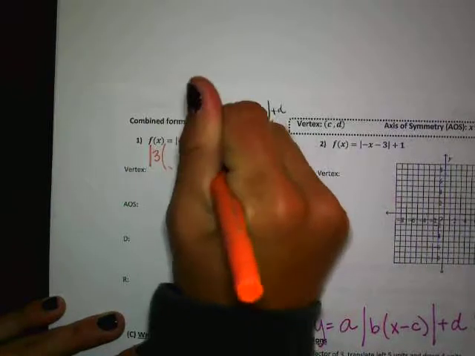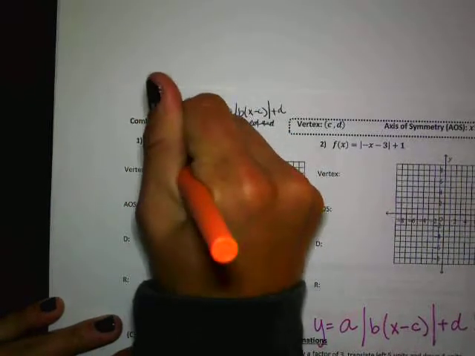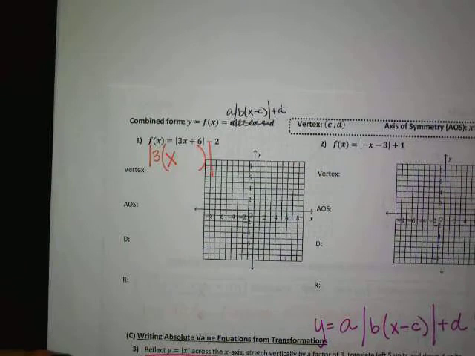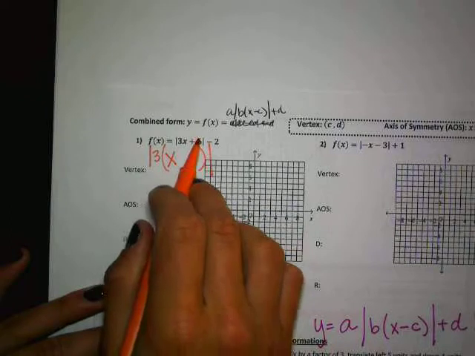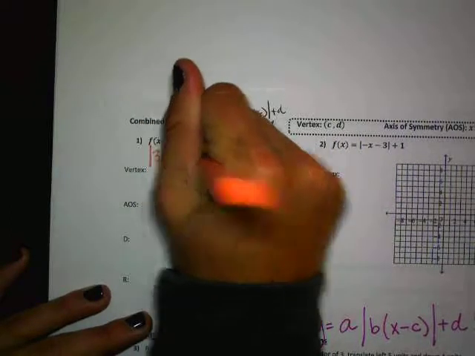So when you take the 3 out of 3x, you're just left with x. X plus 6 divided by 3 is 2. So plus 2. And then you still have the -2 here.